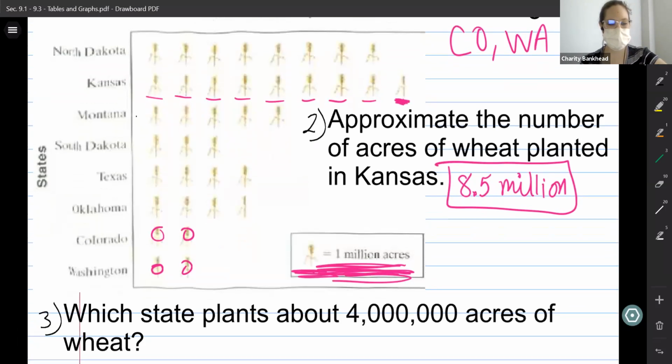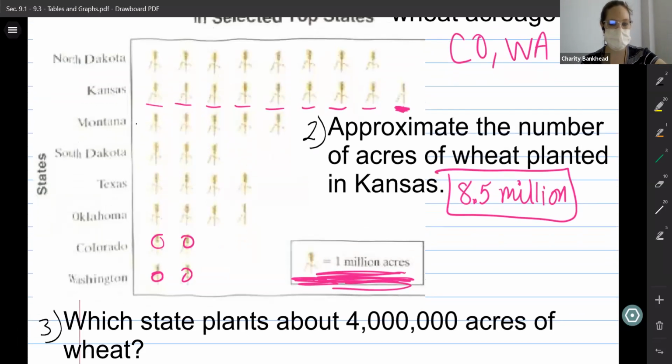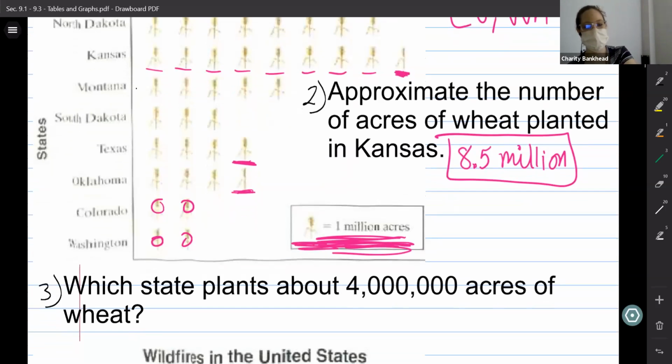And then question number 3 says, which state plants about 4 million acres of wheat? Okay, so Texas and Oklahoma look very close, but of course Texas always has to be a little bit better than Oklahoma. So again, if you can't tell, this one on the end of Oklahoma looks like half, whereas the one here on Texas looks like a whole. So the answer to this question is Texas.